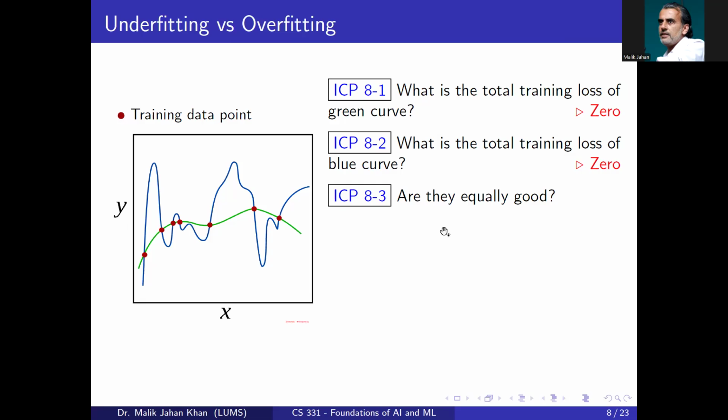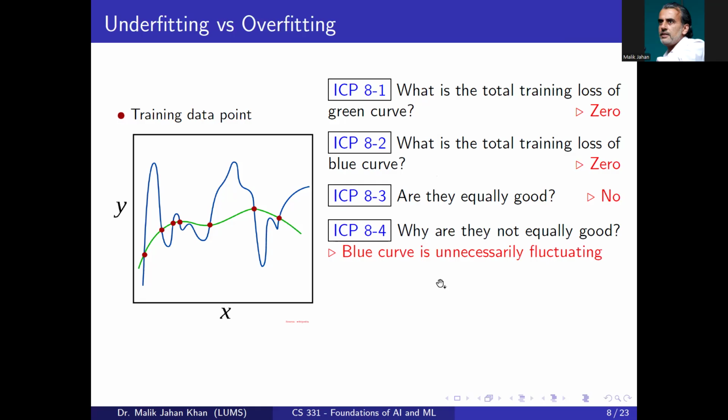Now, the important question is: are they equally good? I would strongly suggest pausing the video over here and thinking. If you pause the video, you might have come up with the answer that they're not equally good, as we could see from their shapes. So why are they not equally good? Because the blue curve is unnecessarily fluctuating. And why is this unnecessary fluctuation problematic for us? Again, pause the video and try to figure it out on your own: why is this unnecessary fluctuation a problematic thing for a learned model?